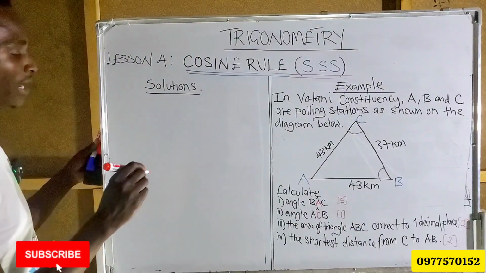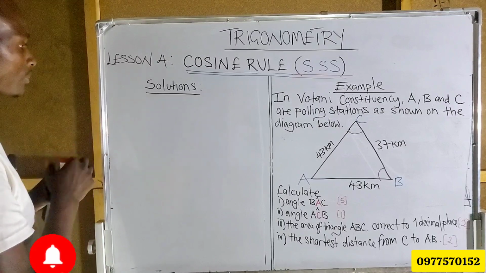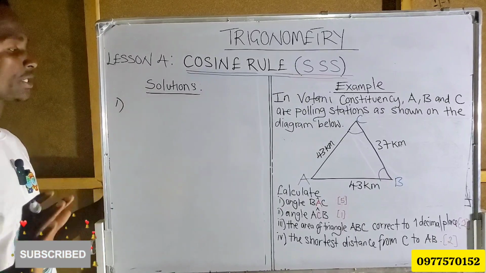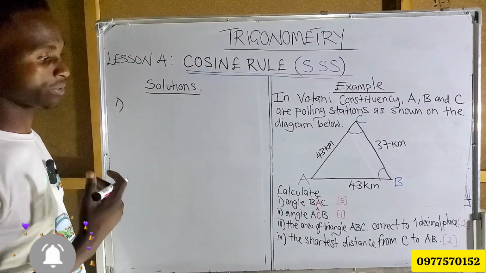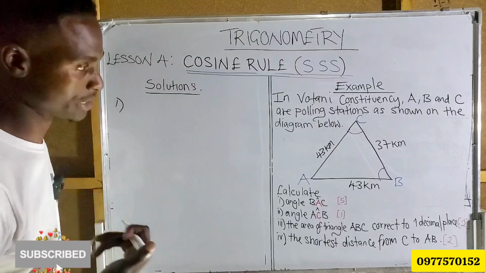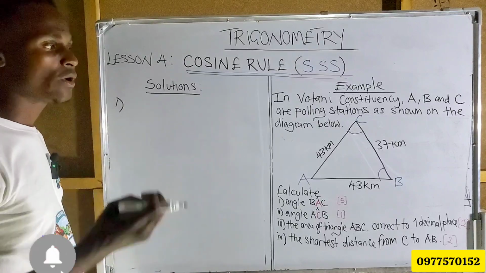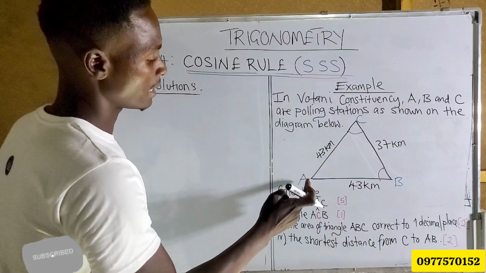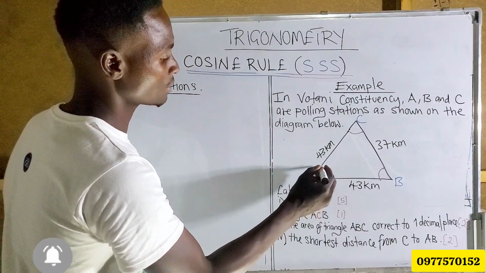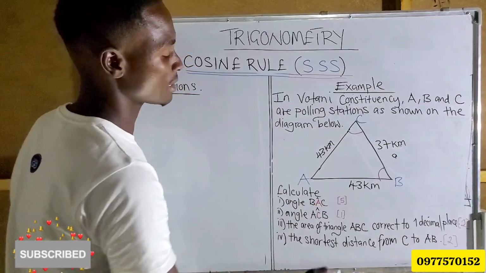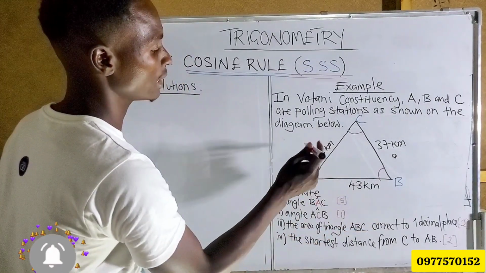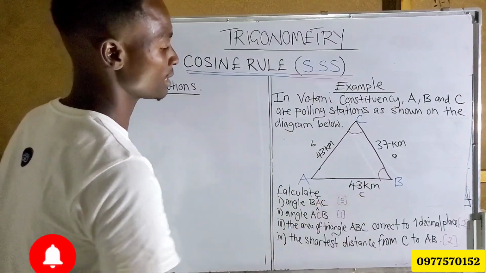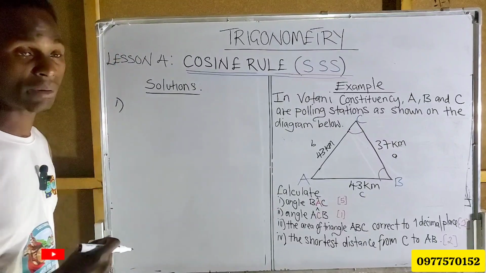Now, without further ado, let's calculate. The first question is asking us to calculate angle BAC, which is angle A. But check, guys, first write the angles and the sides. This angle A's corresponding side, which is the opposite side, is this side, which is a. This angle B, the opposite side is this side, which is b. This angle C, the opposite side is this side, c. We're going to use those letters to come up with a formula.